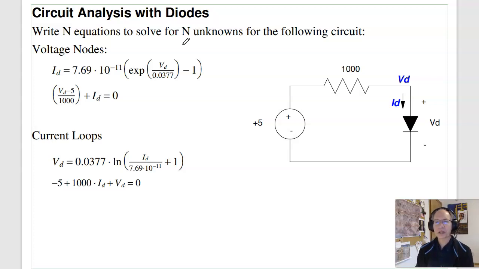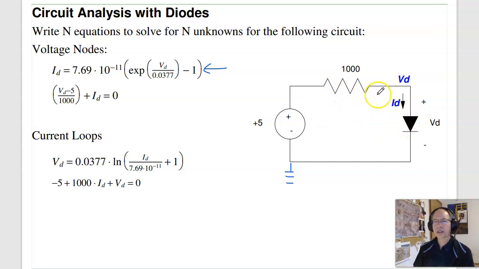Well, there's a couple ways to do it. One, it still comes down to n equations, n unknowns. If I had this circuit, for example, I've got two unknowns, the voltage across the diode and the current through the diode. To solve, I need two equations for two unknowns. Well, one equation is just the diode equation. This defines the diode. That's always going to be in the circuit.